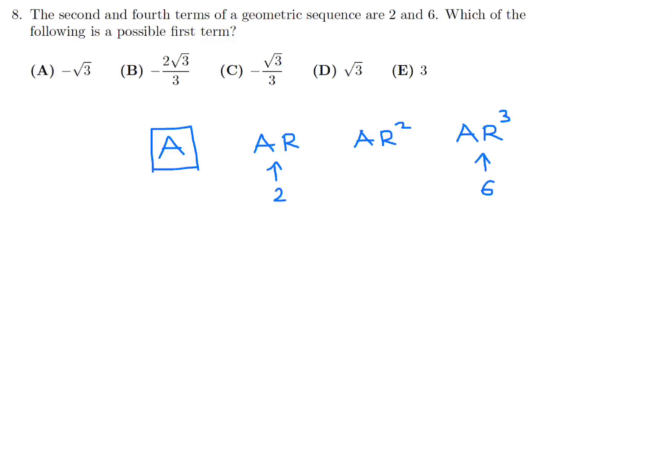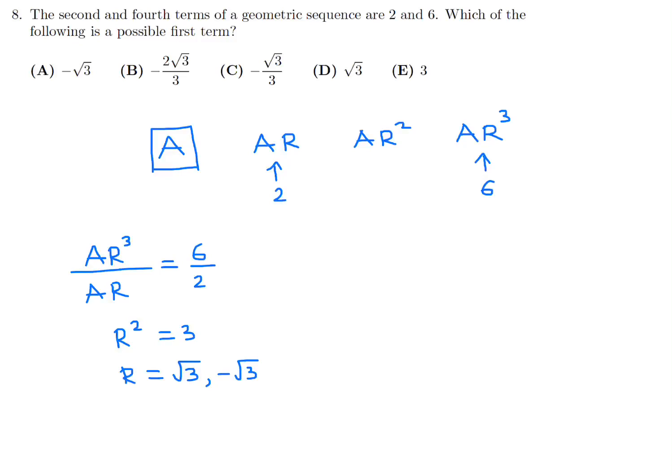All right, no problem. So first let's take AR to the power of 3 divided by AR. This will give me 6 over 2. The A's cancel, and you're just left with R squared is equal to 3. So R is equal to plus or minus the square root of 3, like that. Now let's figure out A.